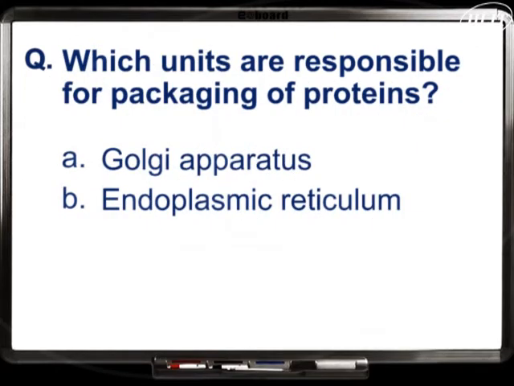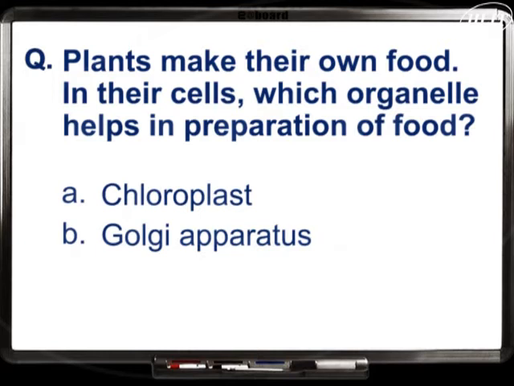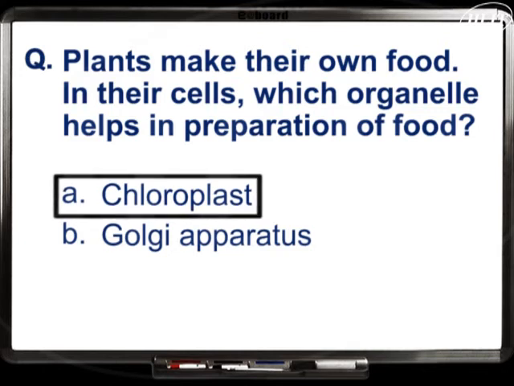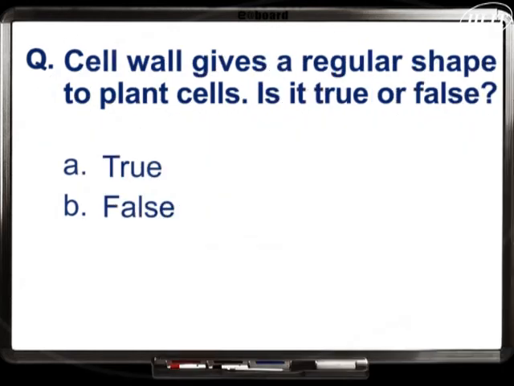Which units are responsible for packaging of proteins? The correct answer is Golgi apparatus. Plants make their own food. In their cells, which organelle helps in preparation of food? The correct answer is chloroplast. Cell wall gives a regular shape to plant cells. Is it true or false? Yes, it is true.